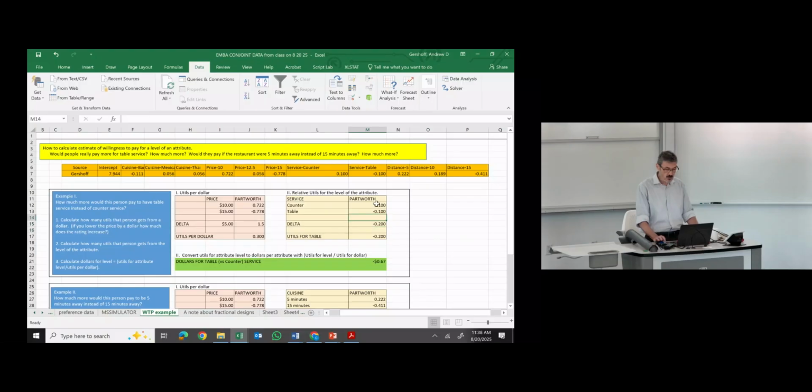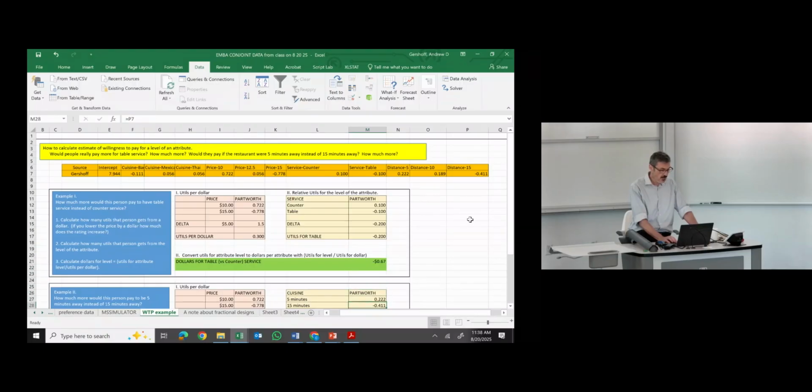Counter versus table service. I, in this case, like counter service more than table service. So the utils that I would pay is 0.2. That's how much less happy I am. So how much would I pay for one over the other? I just divide one by the other and I get 67 cents.